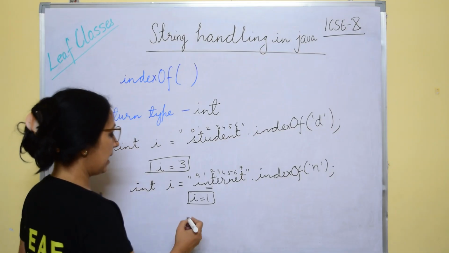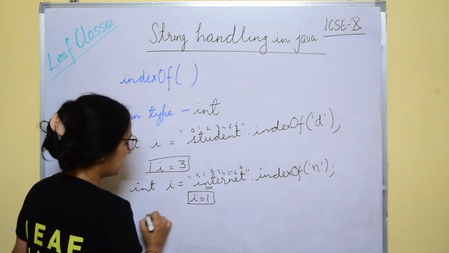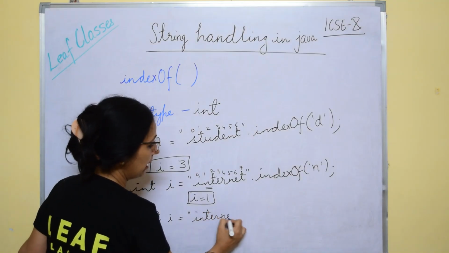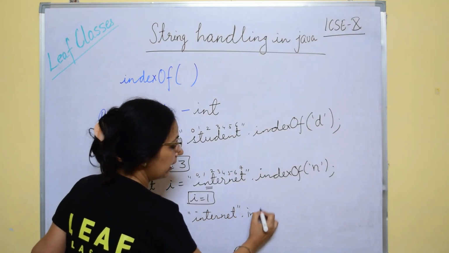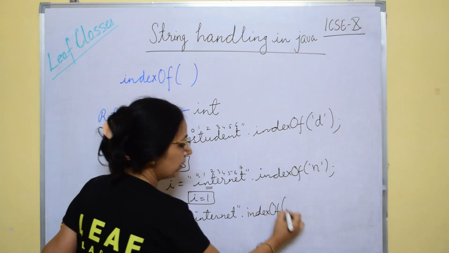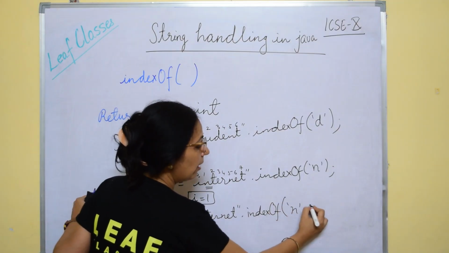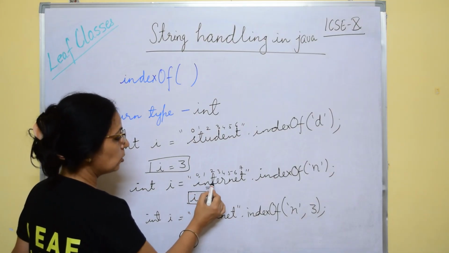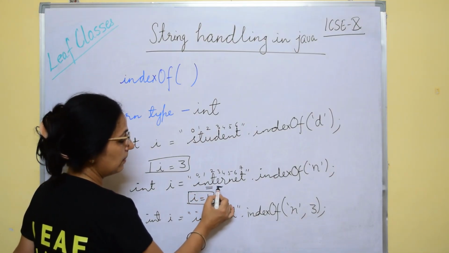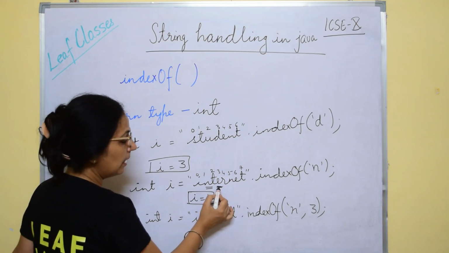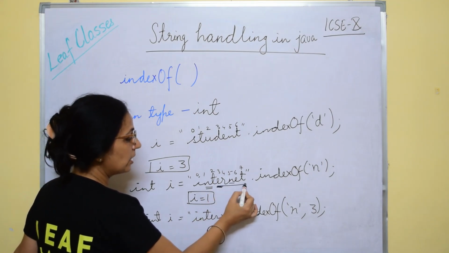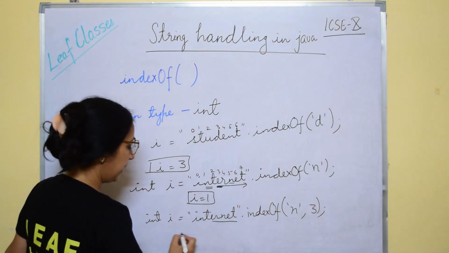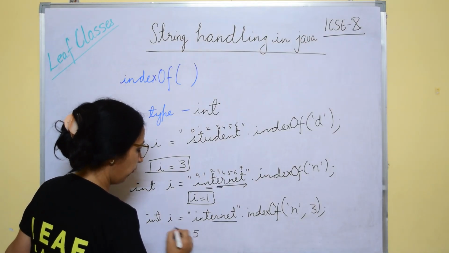In that case you can specify the starting index number from where you want to search. For that you can write "international" dot indexOf, character n, starting from index number 3. So 0, 1, 2, 3. From this index number, it will start checking for this particular character. So the answer will be i equals 5.